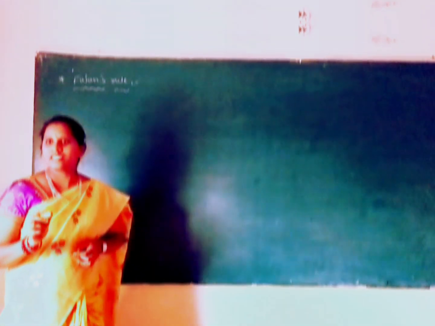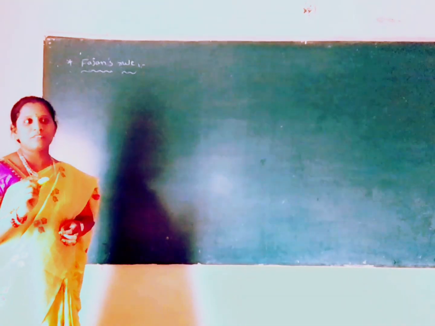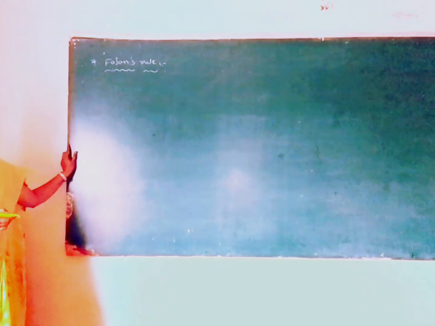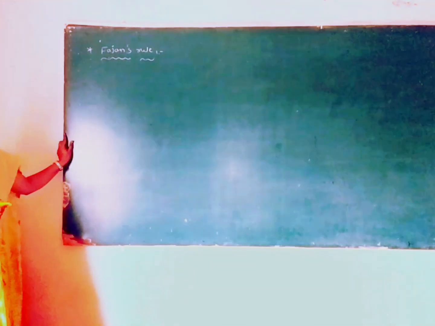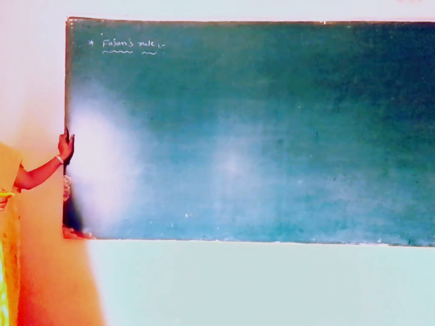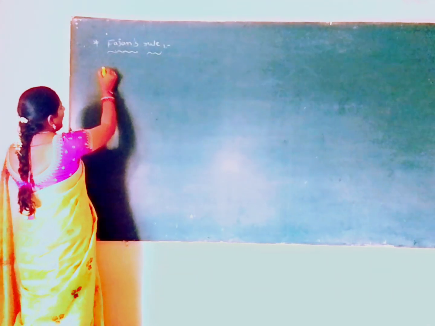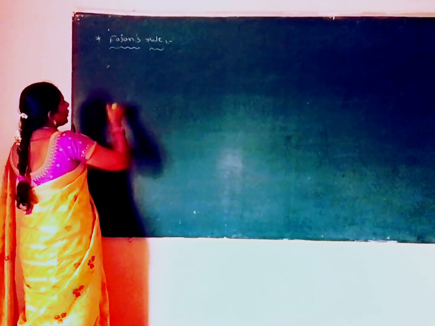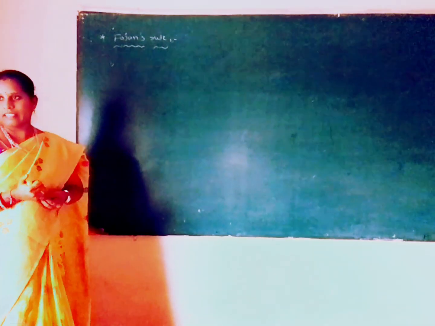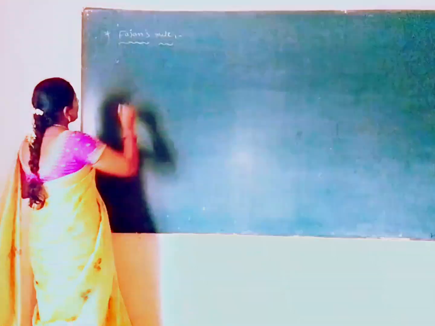Good morning, students. Today I will discuss Fajans' rule. Fajans' rule explains the covalent character of ionic compounds. He explains the covalent character of ionic compounds according to Fajans' rule.